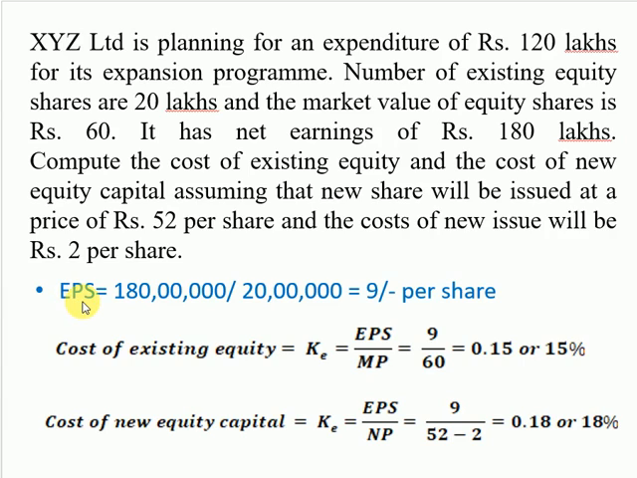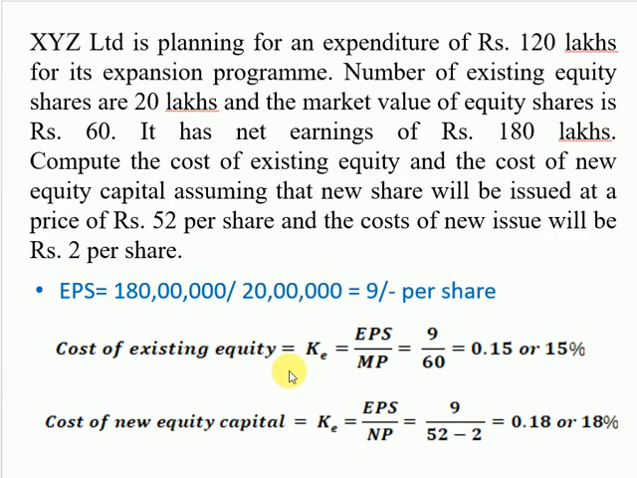Here EPS, that is earning per share, is calculated by the formula earning available for equity shareholders divided by total number of equity shares. So here net earning, that is Rs 180 lakh, is the earning available for equity shareholders and number of existing equity shares are 20 lakhs. So EPS is 180 lakhs divided by 20 lakhs is equal to Rs 9 per share.